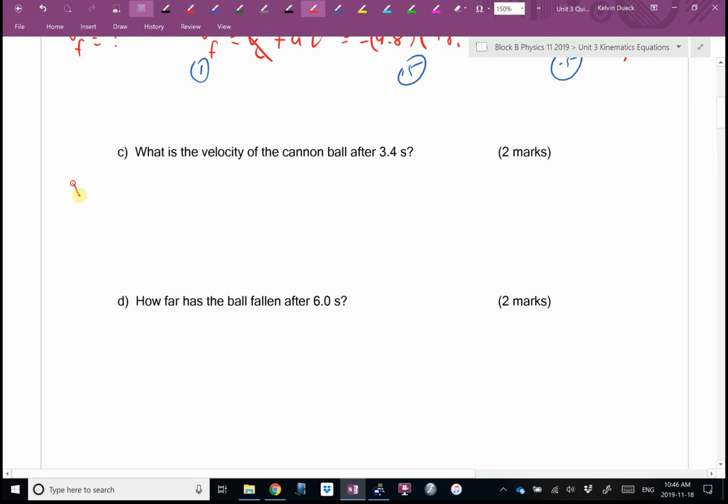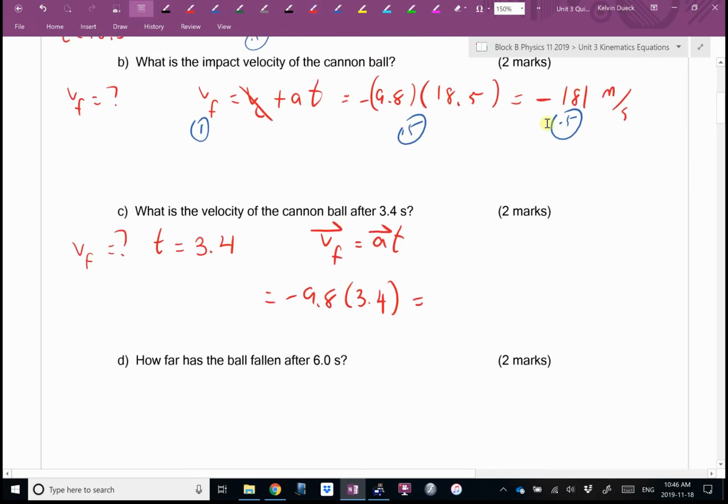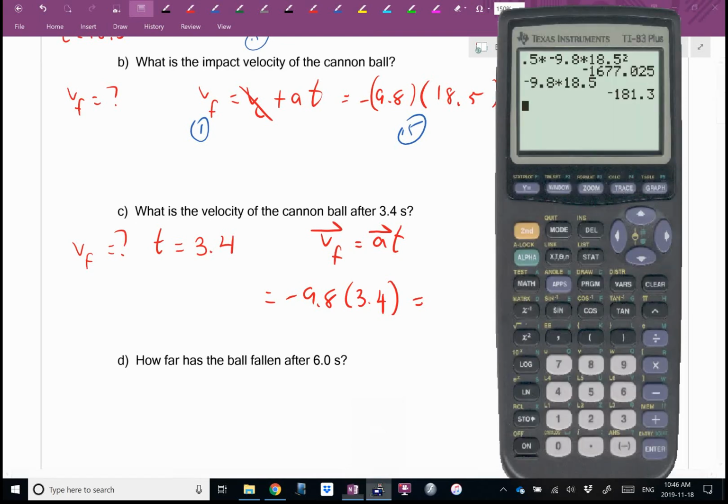It looks like C is also wanting me to find a VF, except the big difference here is T equals 3.4. I can still go VF equals VI plus AT. I guess technically I should put the vectors in to remind myself direction's going to matter. VI is 0. And so it's going to be negative 9.8 times 3.4. I can even make another prediction. The magnitude is going to be smaller than negative 181 because it hasn't traveled for as long. Negative 9.8 times 3.4. Negative 33.3.